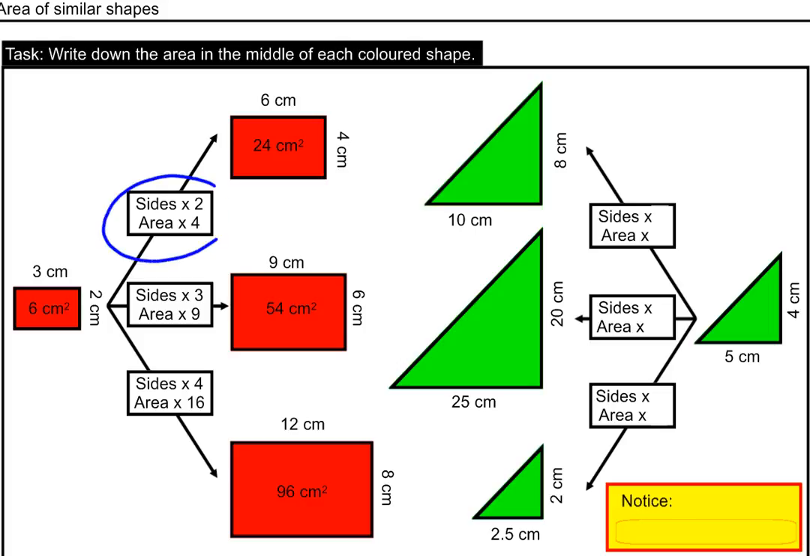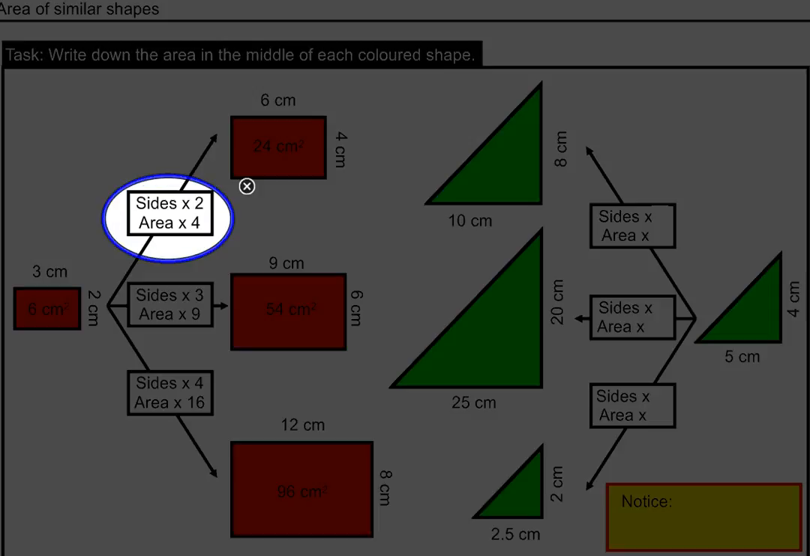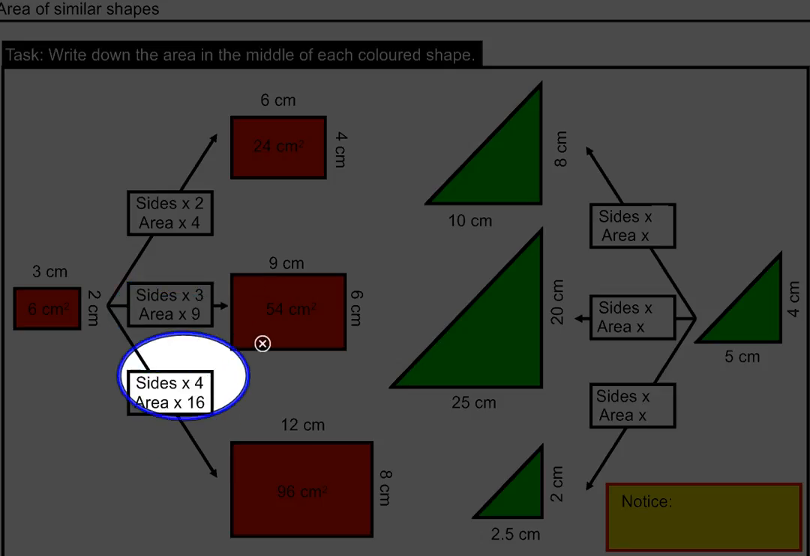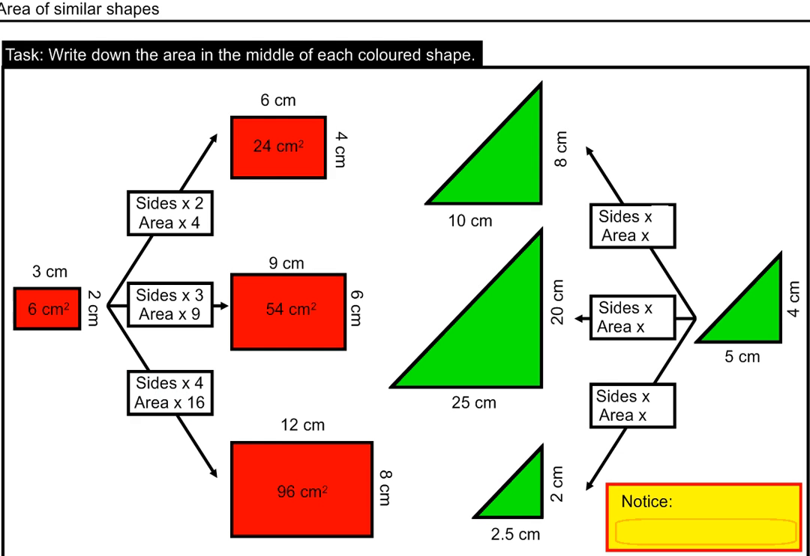Looking at these numbers, scale factor of 2, a scale factor for the area of 4. A scale factor for the sides of 3, but the area's got a scale factor of 9. 4, scale factor of 16. What's the connection? Well, what's happened each time is the scale factor has been squared. 2 squared is 4. 3 squared is 9. 4 squared is 16. Let's see if that's the case with our triangles.